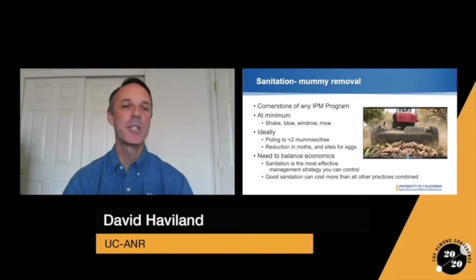At minimum, everybody should be doing what I've listed here at minimum. And many, if not most growers should be trying to get down to 2 mummies per tree. But of course, you do have to balance the economics in that.